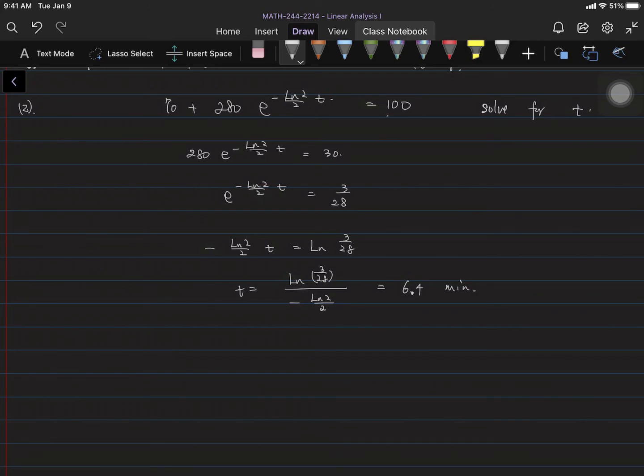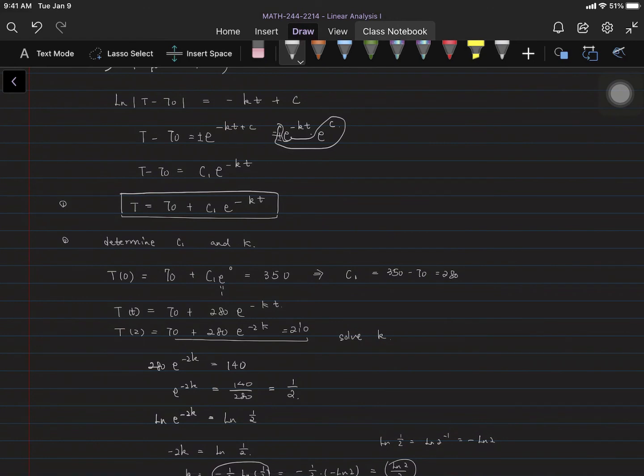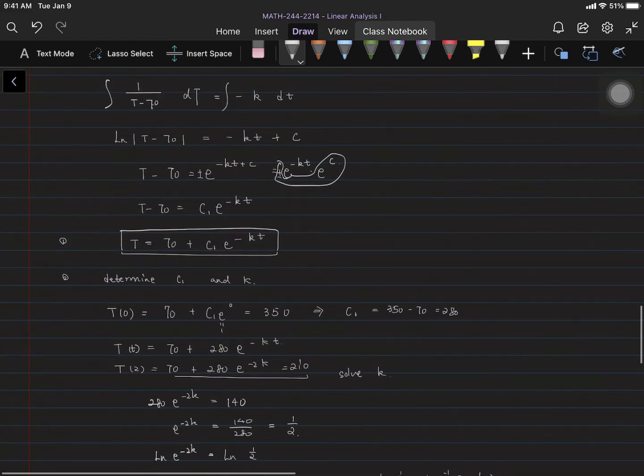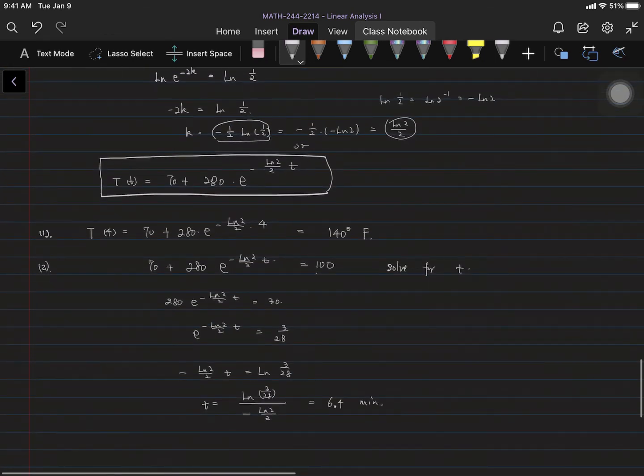So from this example, you can see it looks a little bit long, but it's not difficult at all. It's an application of the separable differential equation. How to solve the differential equation is the same as before: separate the variables. Here it is lowercase t and capital T, but same thing. Then solve the differential equation, simplify, apply the conditions we have, find the constants, and solve the real life problem. It's very useful. You can set the temperature to be anything and see how long it's going to take to reach it, or see what the temperature will be after a certain time.